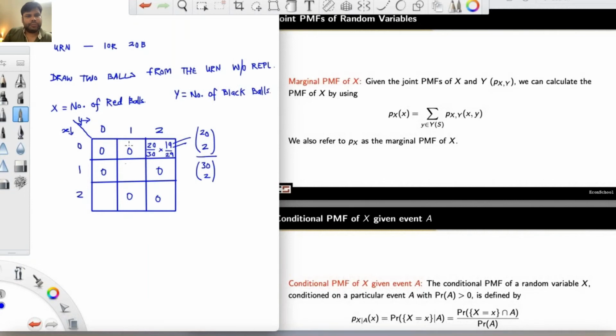Okay, what about this one? This one is 20 by 30. Just a minute. In this one it is going to be 10C1 by 30C1 into 20C1 by 29C1, 20C1 into 10C1, the whole thing divided by 30 choose 2. Is that okay?